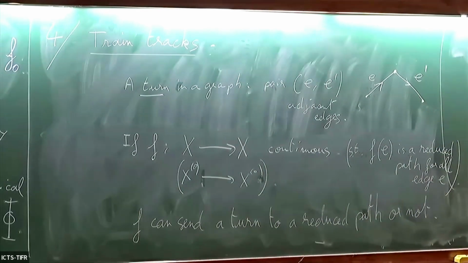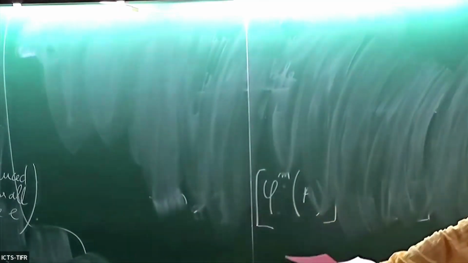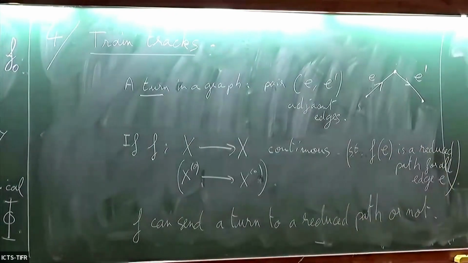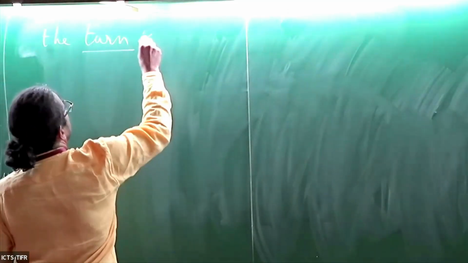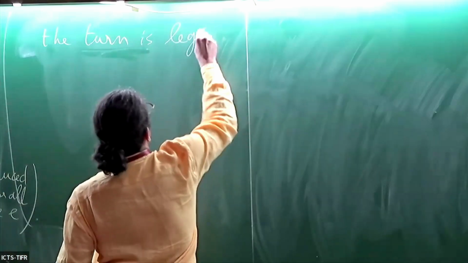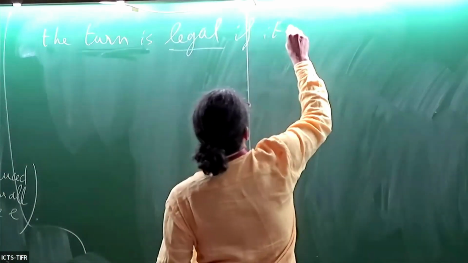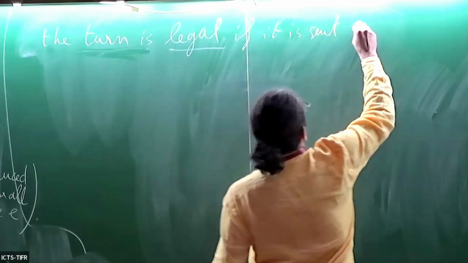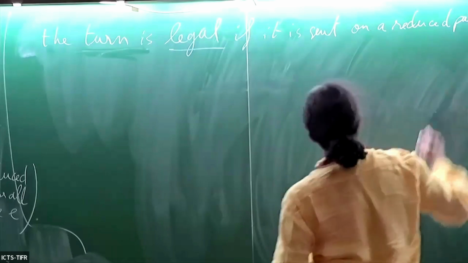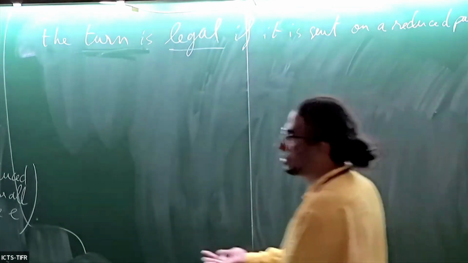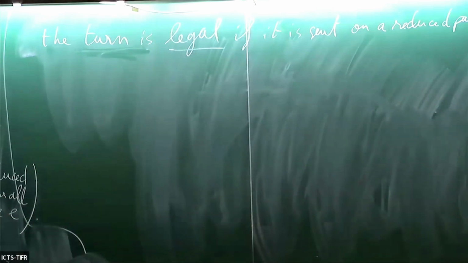Okay. F can send an edge, so it sends an edge to a reduced path. So it can send a turn to a reduced path or not. So we say that the turn is legal if it is sent on a reduced path. So it's legal for F. If I change F, this notion of course changes.